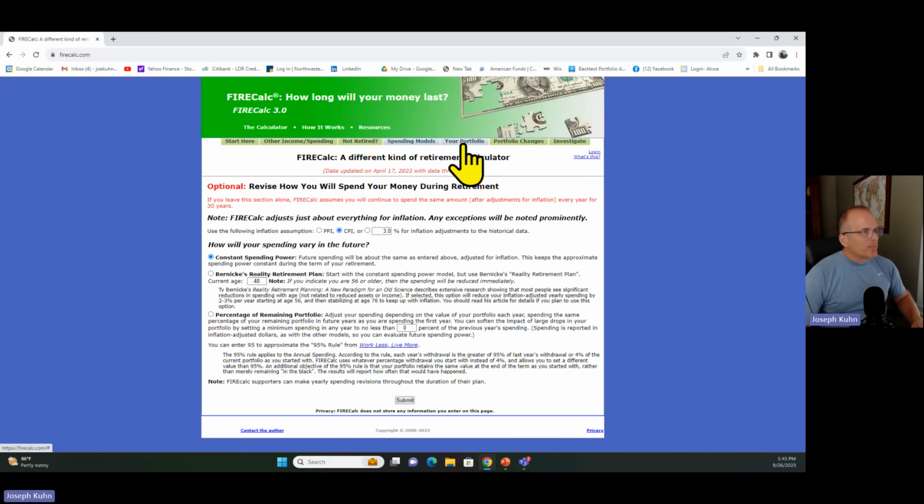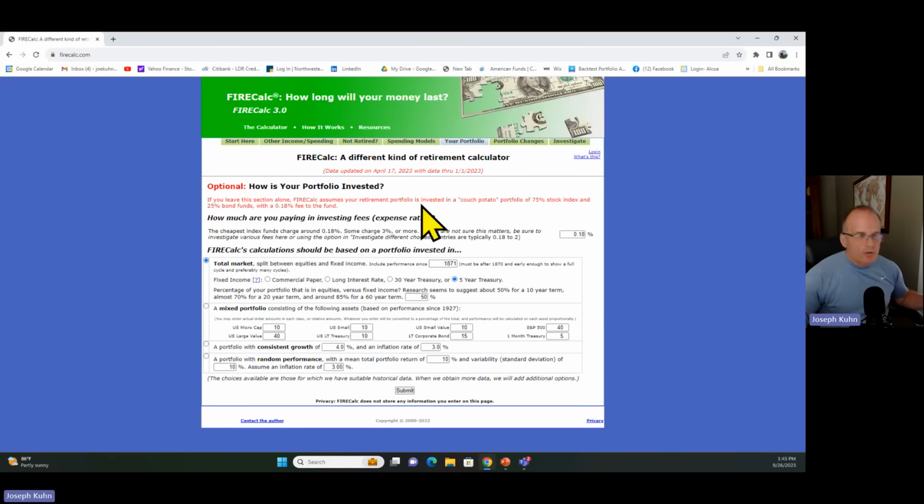But the portfolio, what's my portfolio made of? I selected total market going back to 1871, 5-year treasury. The 5-year treasury is the fixed portion, and the equity portion I had here at 50%. Let's raise that to 75, so it's a 75-25 portfolio is what I selected. Then you hit submit.